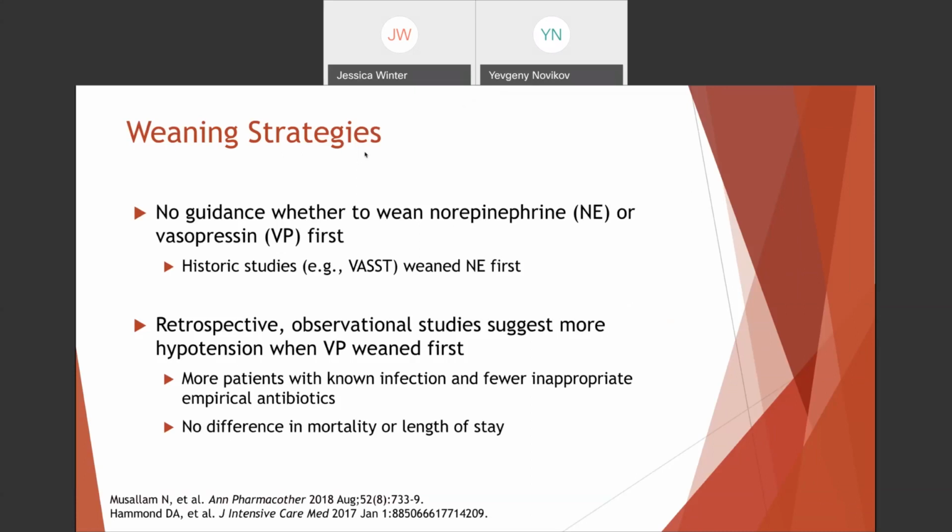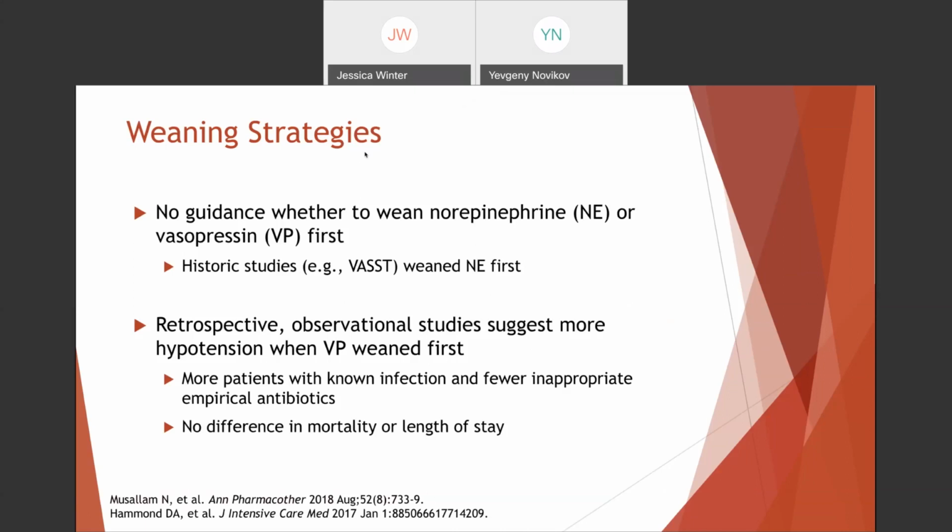Do we have to have it on for the whole duration of norepinephrine? There's really not a lot of guidance on what should be weaned first, whether it's norepinephrine or vasopressin. I think a lot of people agree that vasopressin seems to have less side effects than norepinephrine, and that's why the VASST trial had traditionally weaned norepinephrine off first. However, some institutions have initiated a vasopressin-first wean because it has now become one of the most expensive drugs and most common drugs that we use in the ICU.